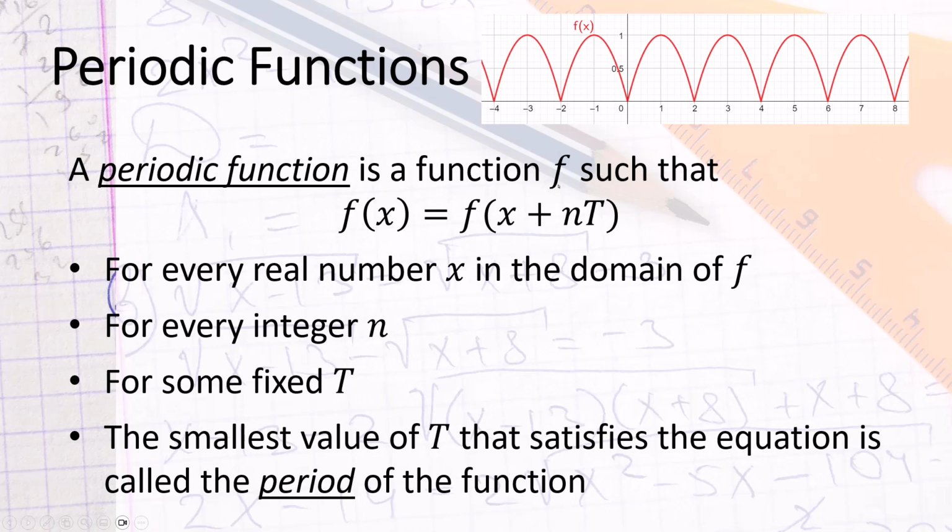A periodic function is a function, I'm going to call it f, such that f of x is equal to f of x plus some integer multiple of a number that I call t. Okay, and this has to apply for every single value in the domain of f. It also has to apply for every single integer n for some fixed value of t. And here is an example of a periodic function.